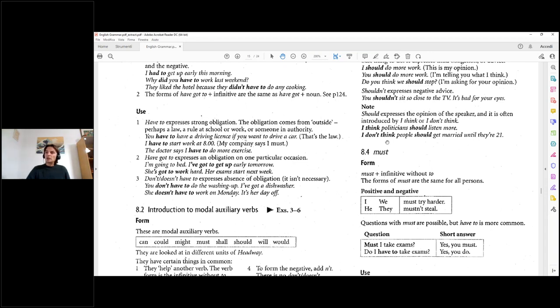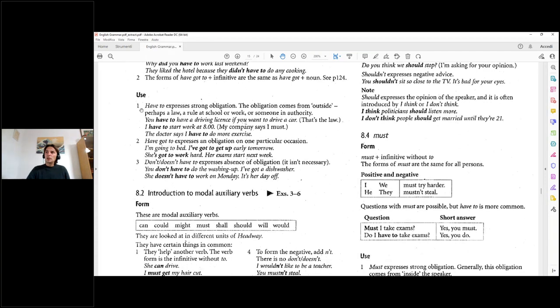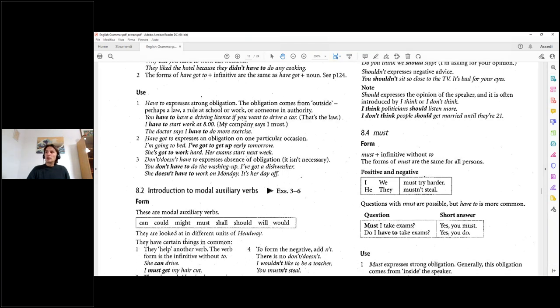Quindi must è diretto, have to comes from outside, cioè viene dal di fuori, la legge. I have to start work at 8. My company says I must, ok? Vedete nel use of have to, number one, I have to start work at 8. My company says I must, ok? The doctor says I have to do more exercise.